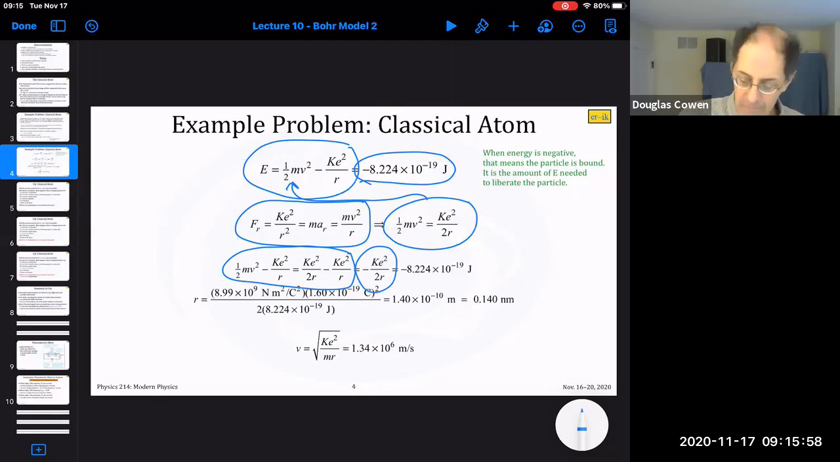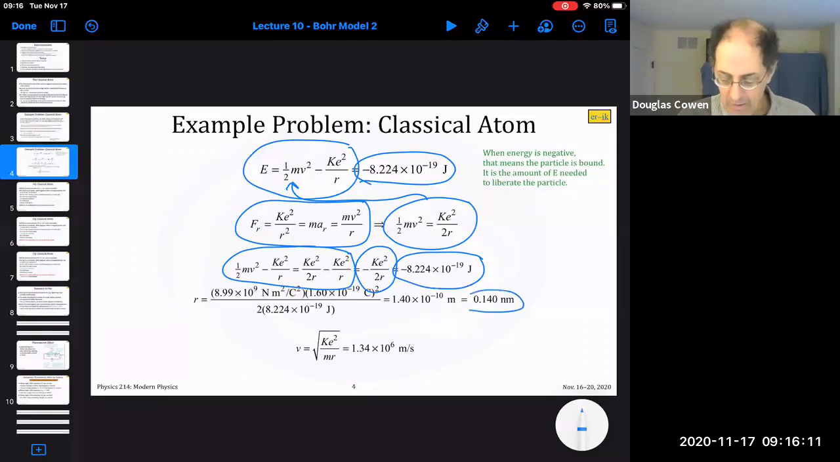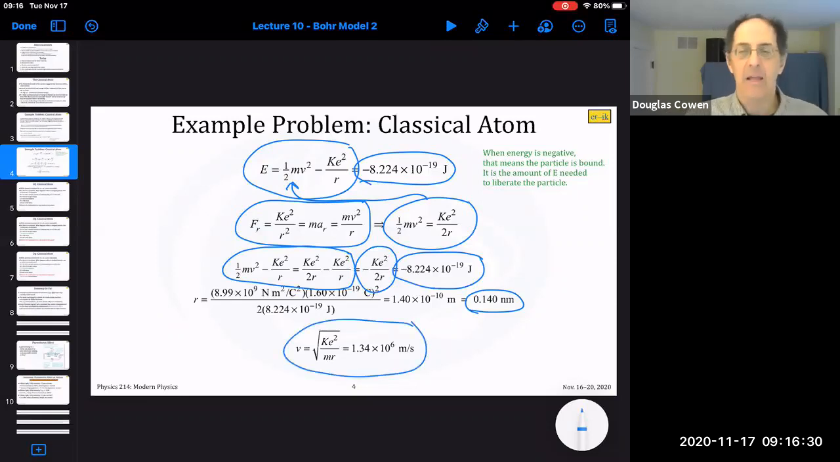We can then set that equal to how much energy it takes to liberate this electron, and then solve for the radius. If we do that, we get 0.14 nanometers. So that tells you that this is roughly the size scale of atoms, which is consistent with other evidence that people had. You can also solve for the velocity of the electron, and you can show that it's not an appreciable fraction of the speed of light. It's about 1% of the speed of light. So we can treat it non-relativistically and not worry too much about inaccuracy resulting from that kind of treatment.